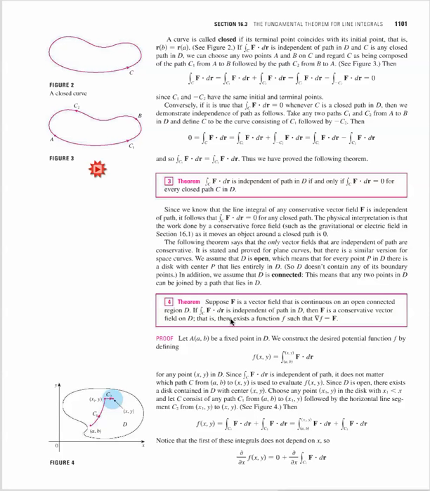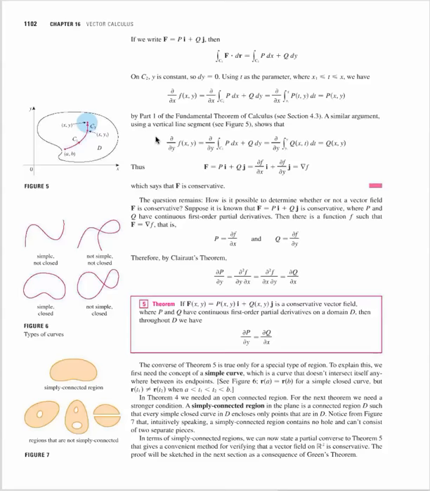Theorem 4 says that if a vector field is independent of path, then F is a conservative vector field. It has a potential function. And again, I usually think of this the other way around. If F is a gradient vector field, if it's a conservative vector field, then line integrals of it are independent of path, which can be really useful.